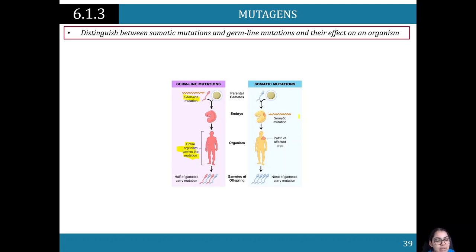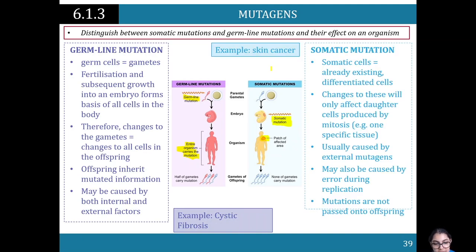On the other hand, somatic mutations will only affect body cells. So what that means is, if we have a mutation in some cells over here, it's only going to affect this area. It's not going to affect the offspring of the individual because the mutation is in their somatic cells, their body cells. The mutation isn't in their germ cells, it's not in their gametes, so it won't pass on to their offspring. So there we are.